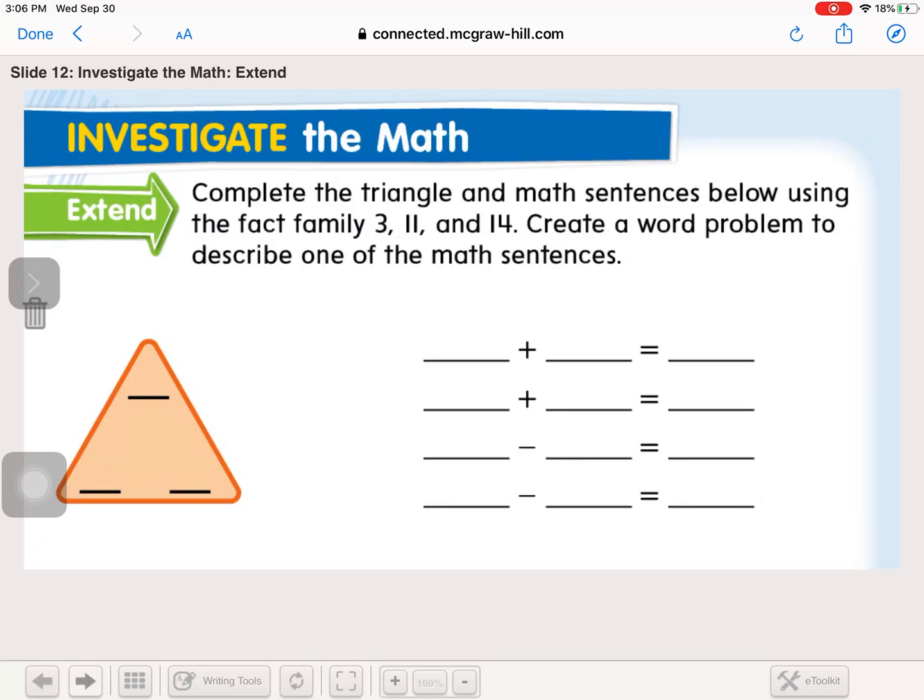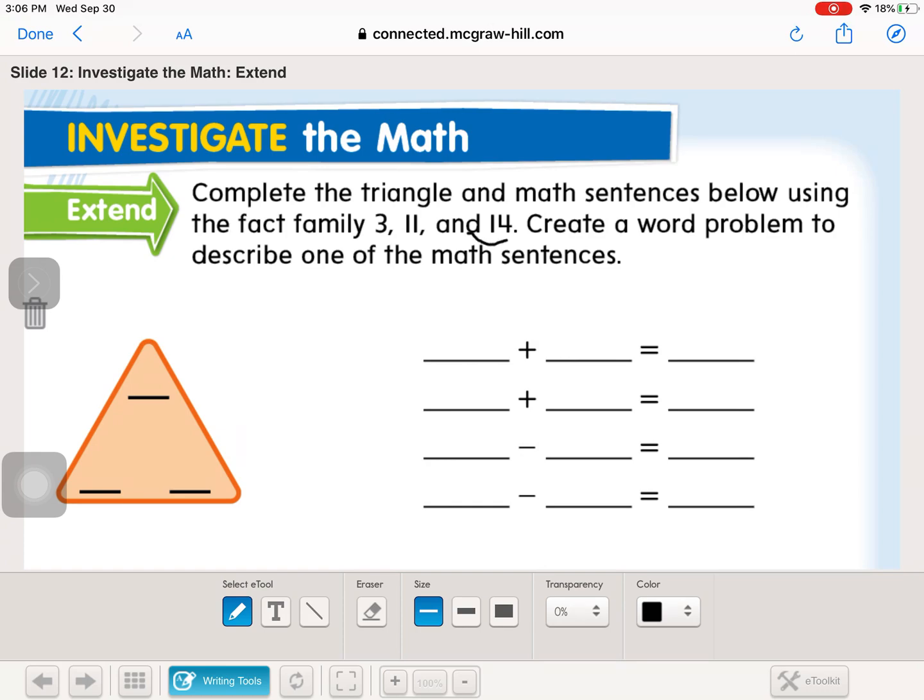All right, so for this one, it wants us to complete the triangle using the fact family 3, 11, and 14. So I can already see that my whole is going to be that biggest number, right? It's going to be 14. So I'm going to put that at the top. And that means that 3 and 11 are my two parts. So I can fill this in now.